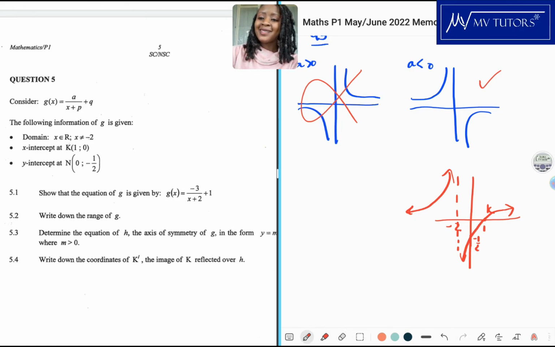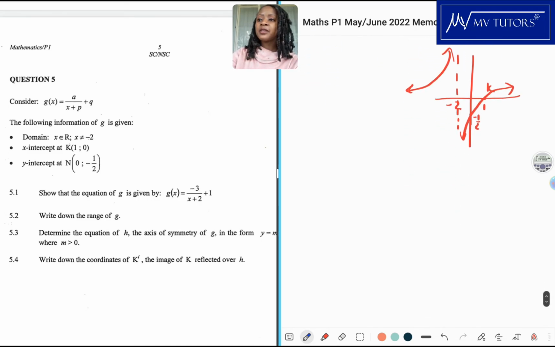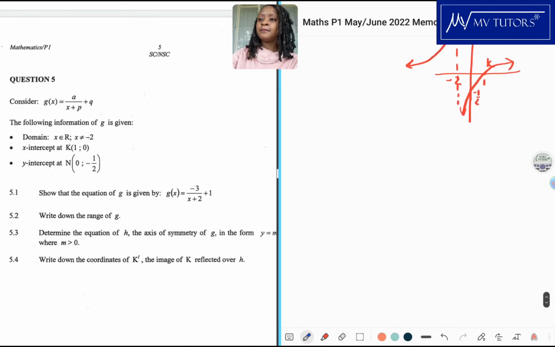Now, what do they want us to calculate? Show that the equation of g is given by that. So with the information that we have, I'm going to start with the x-intercept, where y is equal to 0. Then I'll move over to the y-intercept, where x is equal to 0.